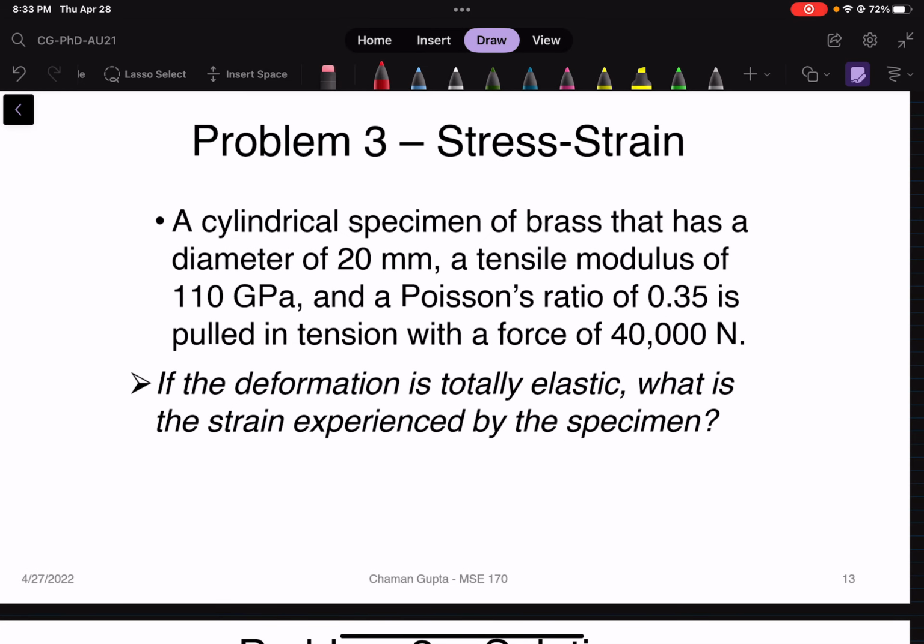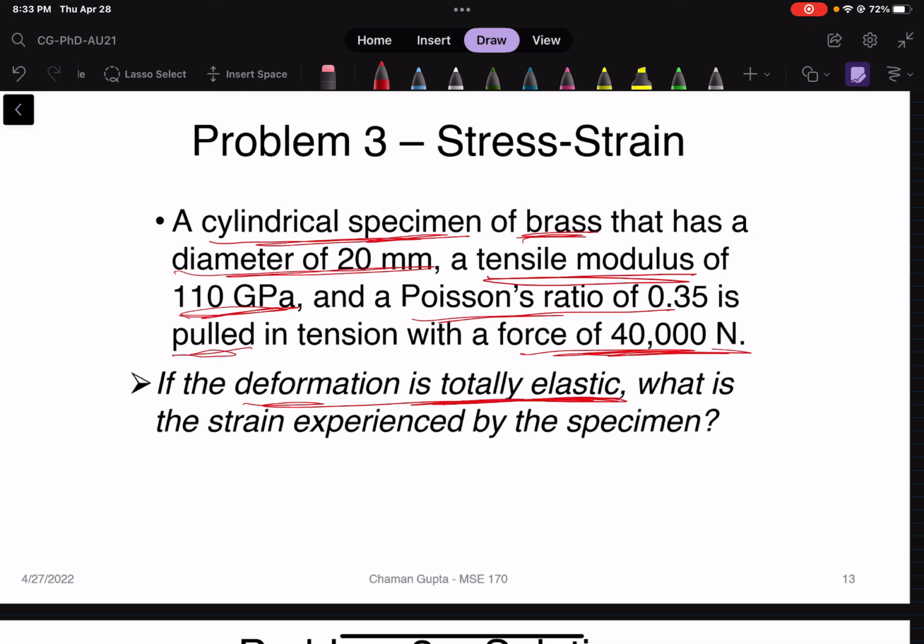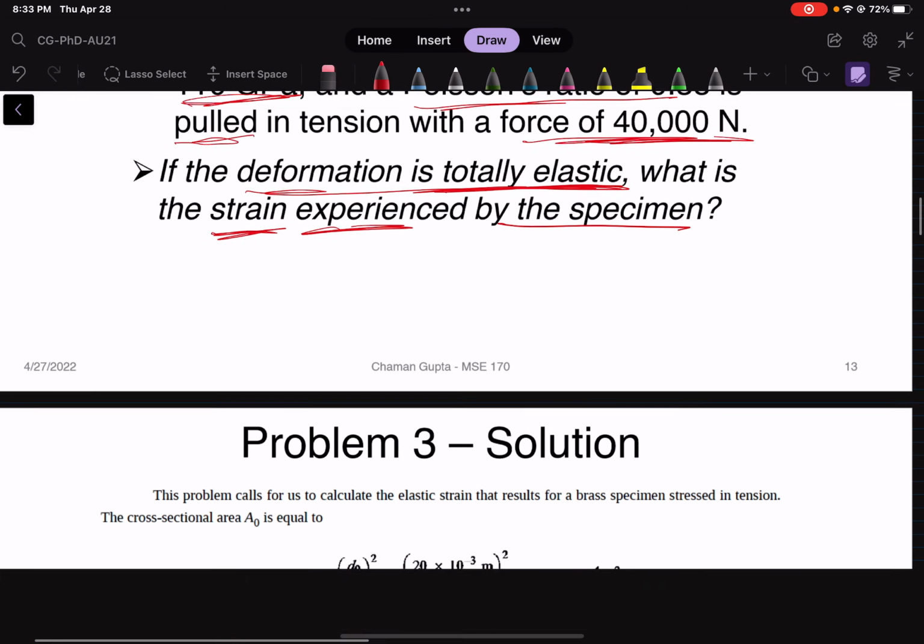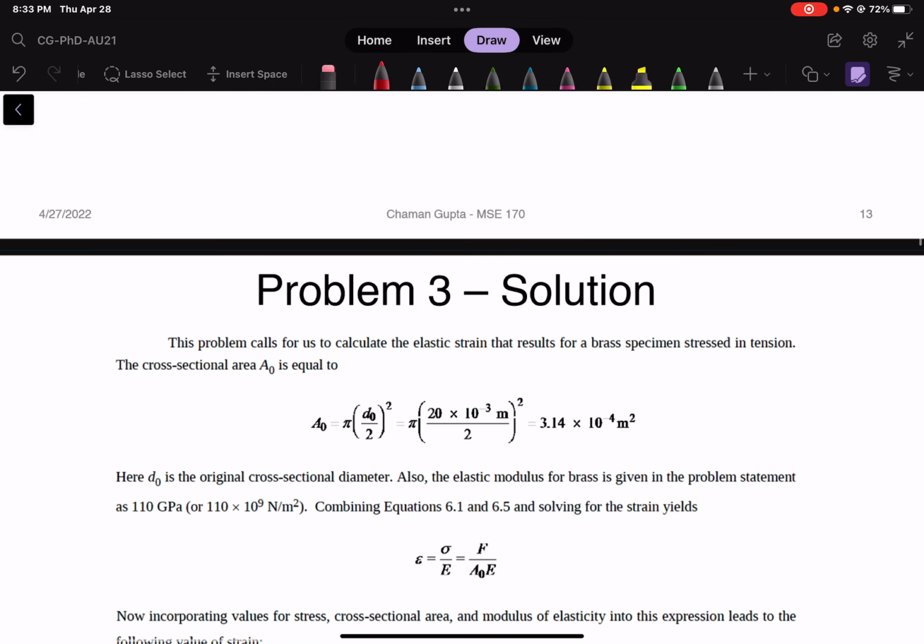If I give you this problem, you have a cylindrical specimen of brass. I give you the initial diameter. I give you the tensile modulus, which is 110 GPa. I give you the Poisson's ratio, and I give you that it is pulled in tension with a force. I give you the force, and I tell you that I'm doing a totally elastic deformation. So it's in the elastic region. I'm asking you what is the strain experienced by the specimen. All right, so let's look at how you can approach this question.